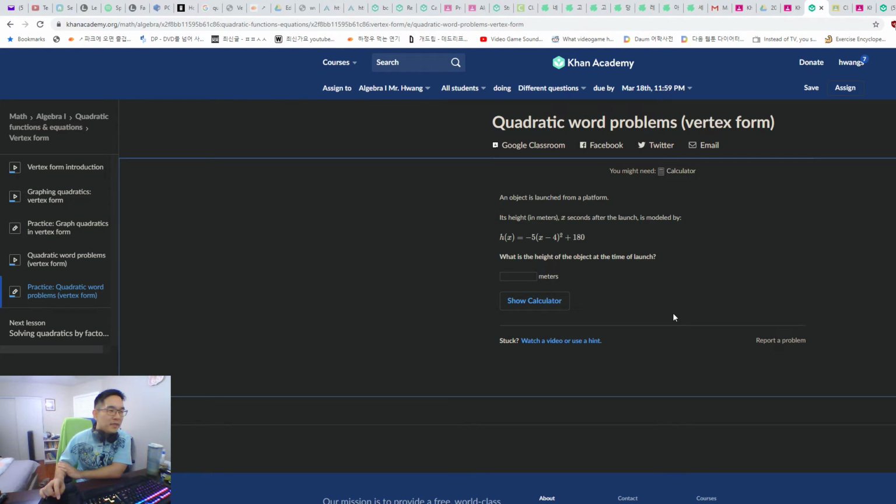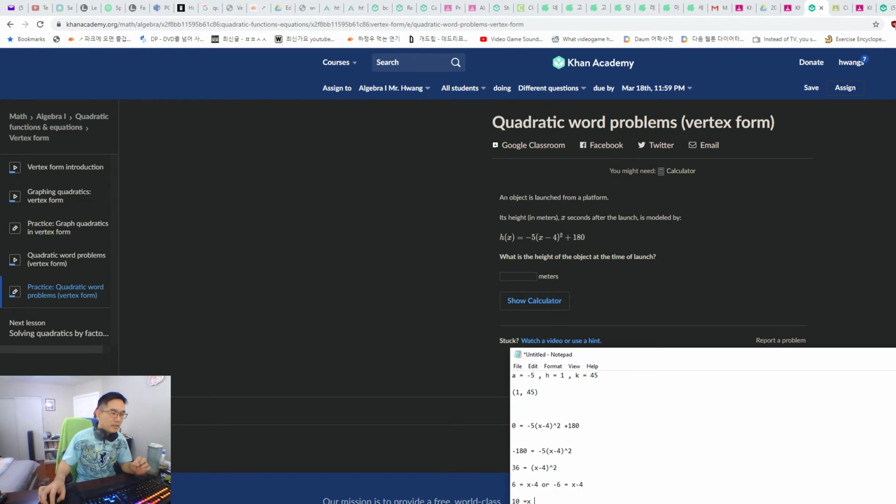What's the height of the object at the time of the launch? Okay, at the time of the launch, that's when x equals 0. So plug in 0 for x, right? It's the same problem, exactly. So basically, you're looking for the y value. Here's the equation. H or y, doesn't matter.